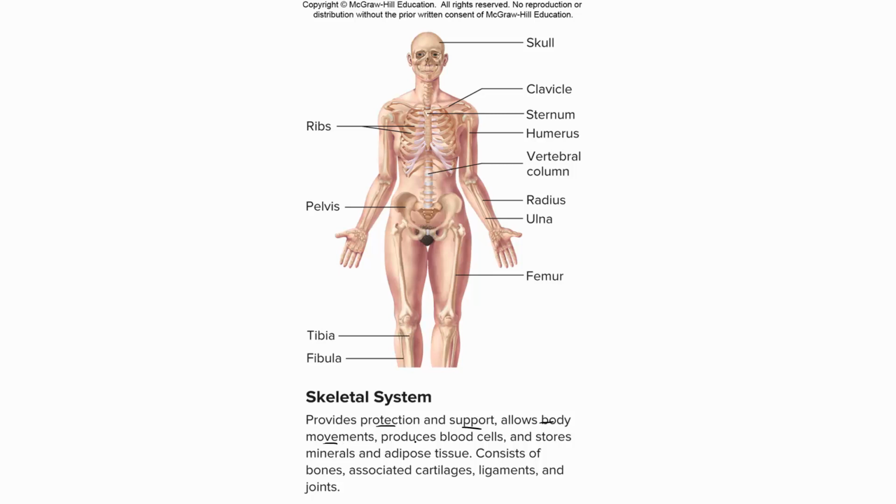One key function of the skeletal system that you may not know is it produces blood cells, stores minerals, as well as fat. When we're talking about the skeletal system, we're going to be talking about the bones, also the cartilages. So things like the ACL are going to be part of the skeletal system.